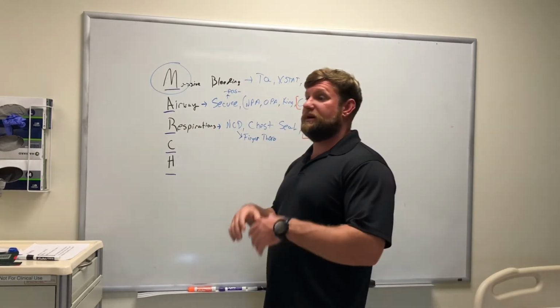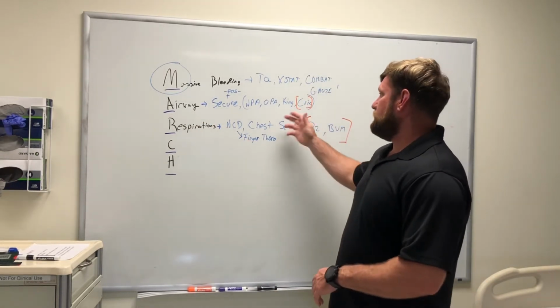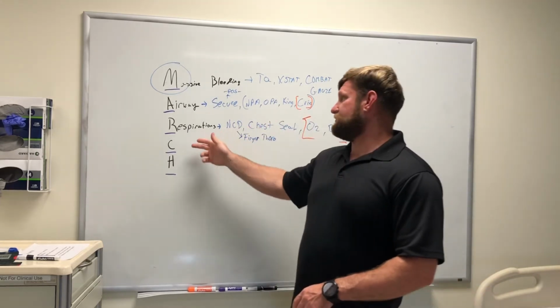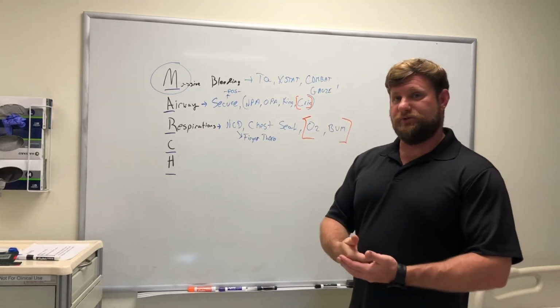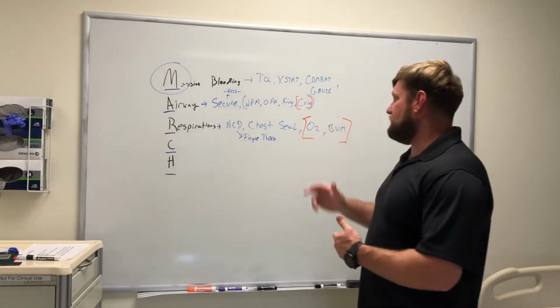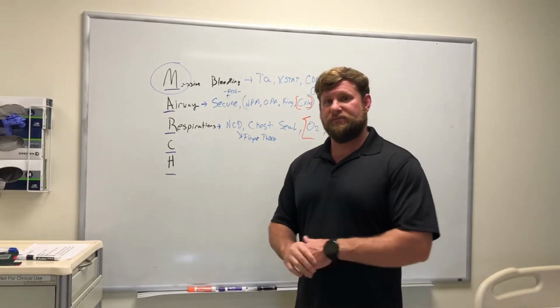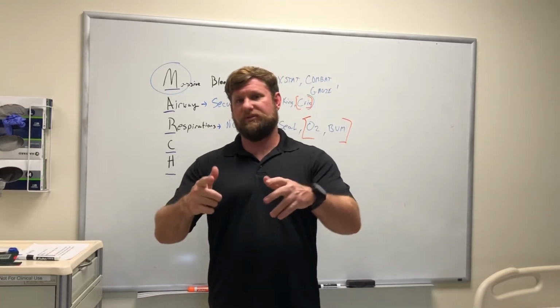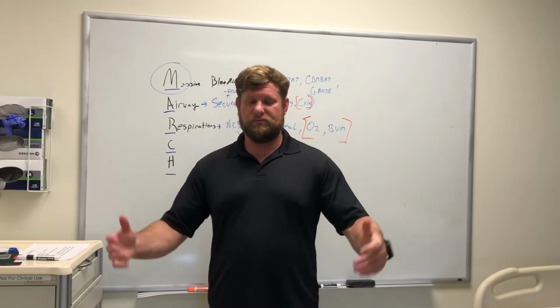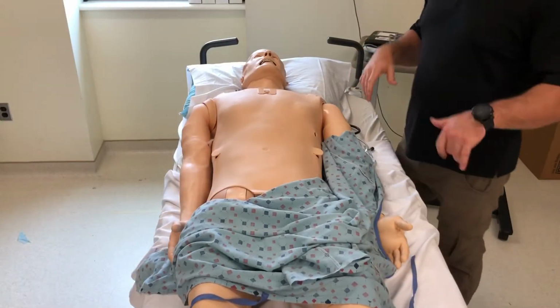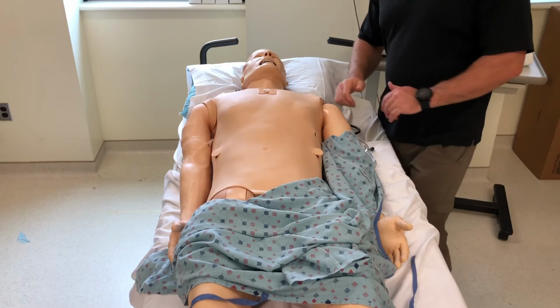So once again, airway: is it clear? Is my airway patent and secure? I'm going to use an adjunct if necessary. Respirations: seal those wounds, decompress the chest, and give O2 and respirations if I need to. All right, I'm going to show you guys a little bit of what that looks like on the mannequin behind me. So follow along. We're going to go over the airway and respirations, and how we're going to do the hands-on portion of that.